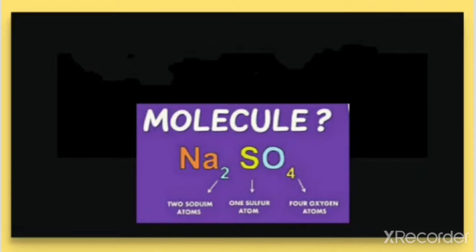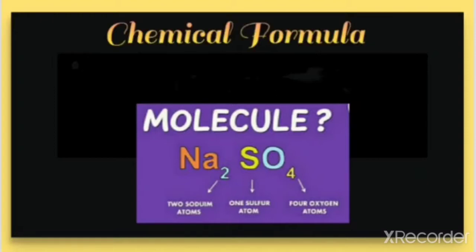So we need to discuss how these atoms are combined in the molecule, and this representation of a molecule is called a chemical formula. That means we need to discuss how the chemical formula can be written for a molecule. Let us define what a chemical formula is.